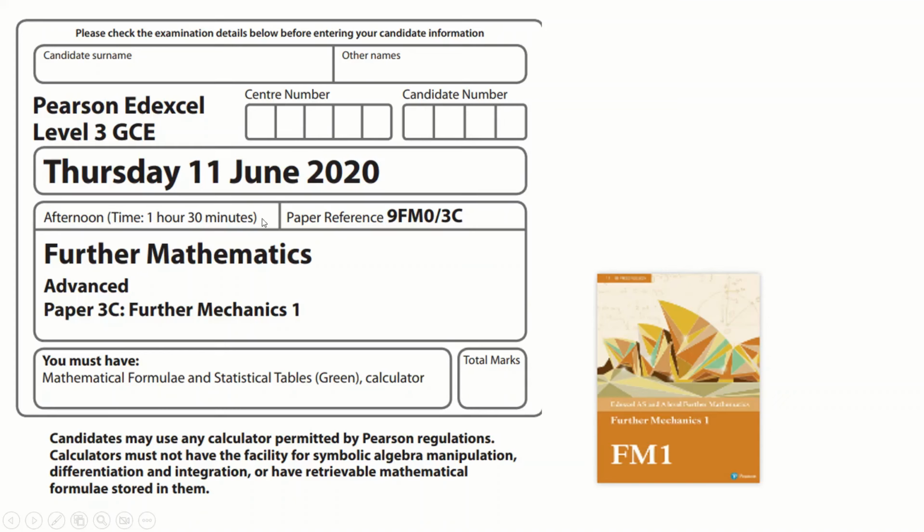This is the Pearson Edexcel Further Mechanics 1 paper from June 2020. So it's based on this book here.